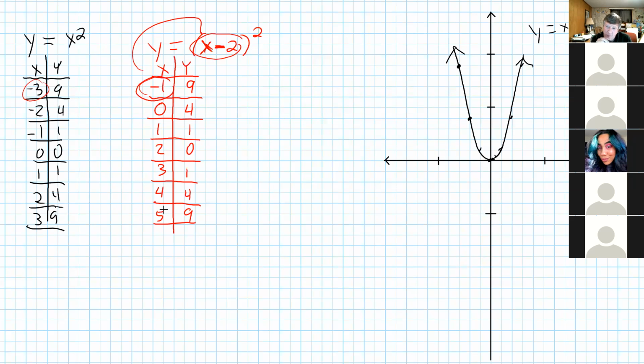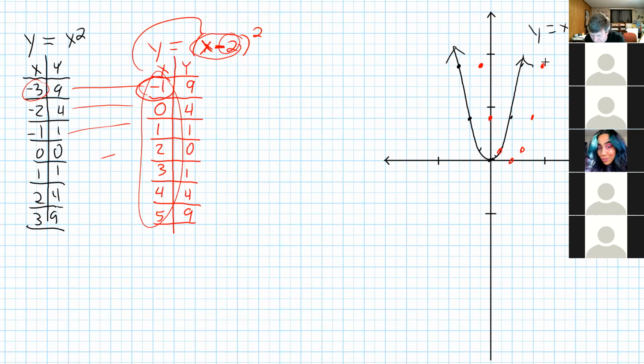Because by putting in x values that are 2 larger, what's the first thing that's going to happen to it? We're going to subtract 2. When we subtract 2, then we look just like that, right? I know this is a little crazy to follow, but look and see what happens when I graph this. -1, 9, 0, 4, 1, 1, 2, 0, 3, 1, 4, 4, and 5, 9.